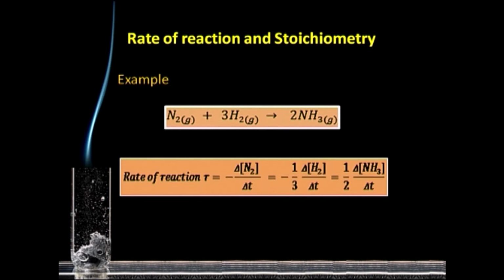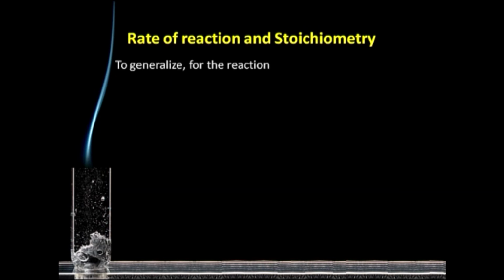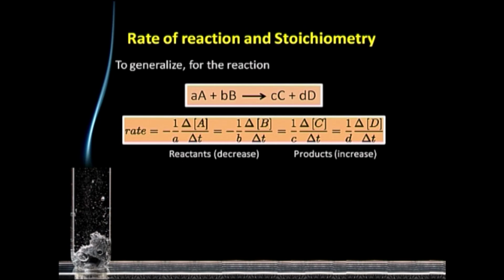Take another example, again ammonia. All the equations that we have written with respect to nitrogen, with respect to hydrogen, with respect to ammonia, we have taken into account the stoichiometric coefficients, so that the rate of reaction that we get is the same whether we monitor nitrogen, hydrogen or ammonia to follow the reaction. To generalize, if you take a reaction in which you have a moles of A reacting with b moles of B, giving you c moles of C and d moles of D, we can write the equation.